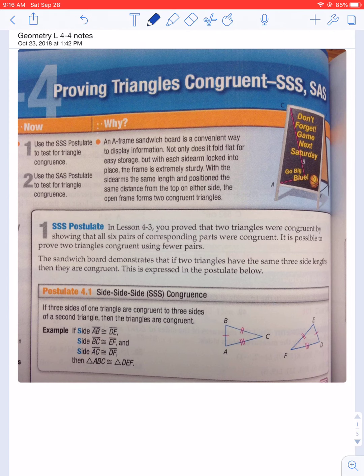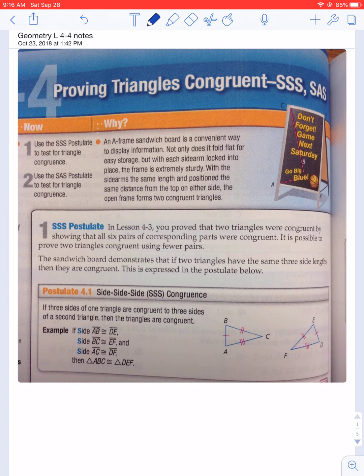The thing that's really nice about these postulates we're about to learn is that you don't have to have all that. If you have 2 triangles and just the 3 sides are congruent to each other and you don't know anything about the angles, you don't need to. You already know by this postulate that they are going to be congruent to each other. So think of these as shortcuts. And the first one we're going to look at specifically is the side-side-side postulate.